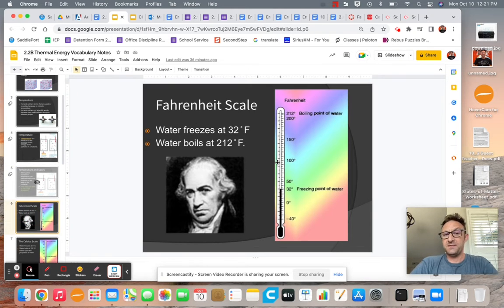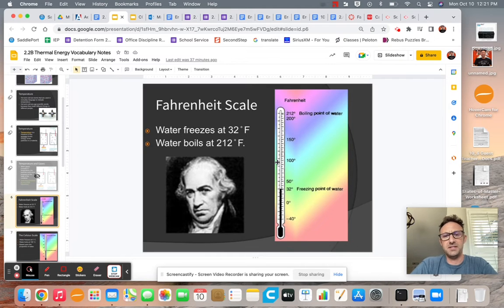There are three types of scales. You're more than welcome to add these if you want. This is kind of a little bit of a deeper dive. But this is the Fahrenheit scale that we use mostly in the United States. It doesn't make a whole lot of sense. It's also part of the customary scale, which are inches and miles and feet and yards, pounds and ounces. At 212 degrees, water is boiling. And then down here at 32 degrees, water is freezing.